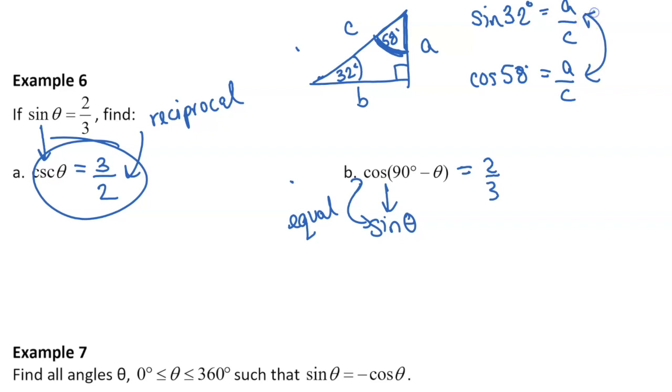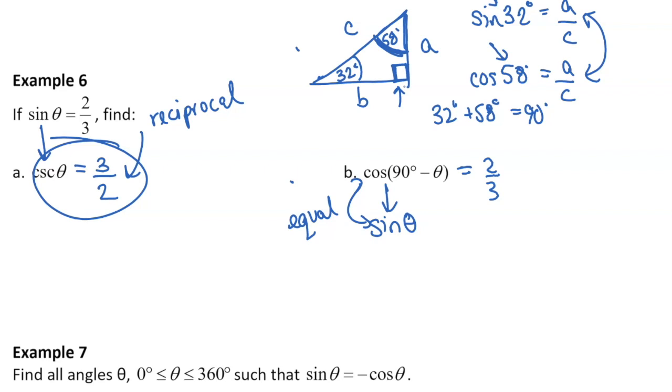They're the same. And what's the relationship between that 32 degrees and that 58 degrees? Well, they add up to 90. And they'll always add up to 90 degrees because in a right-angled triangle, after you have the right angle, the other two angles always add up to 90 degrees.